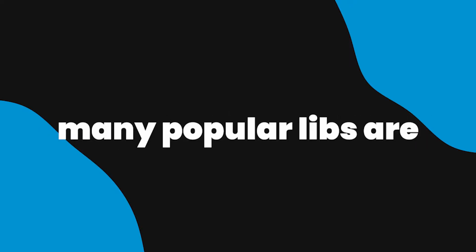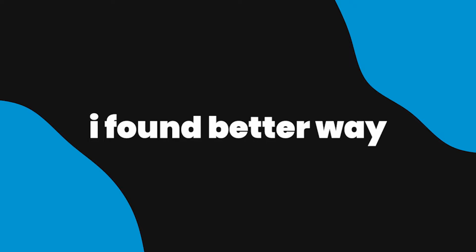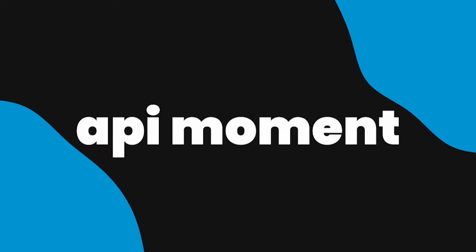Many other meme commands use things like async praw, aiohttp. We're not going to be using any of that. Instead, I found a better way to do it using an API that I found. So that's how we're going to be doing it. Without further ado, let's get straight into it.